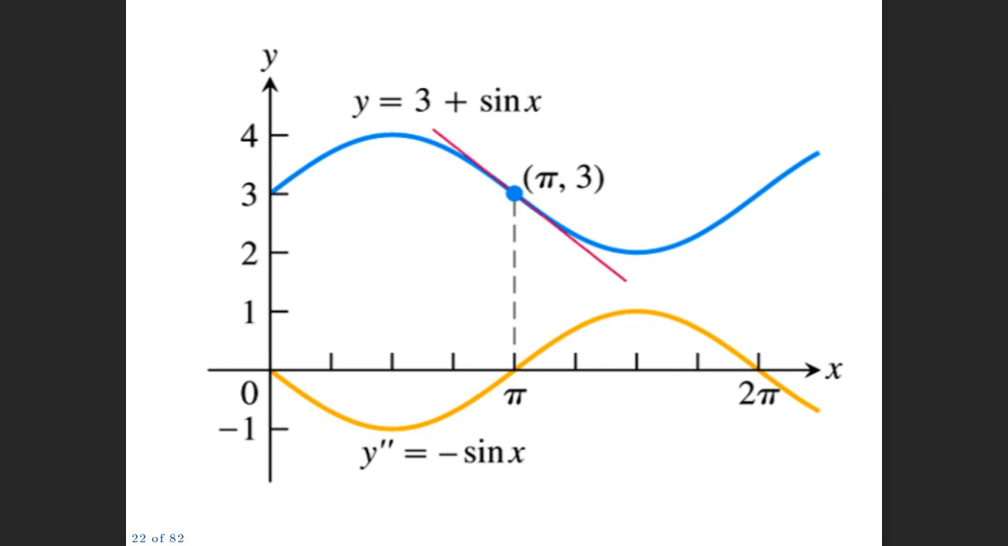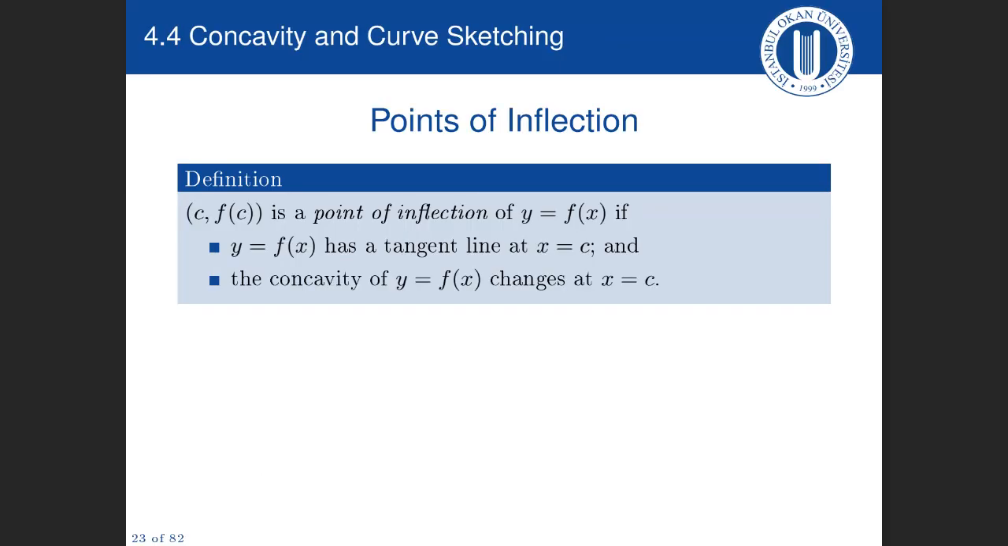Think back to critical points. Critical points were points where the first derivative didn't exist or the first derivative was equal to 0. And that was useful for us when we were trying to find places where the function changed from being increasing to decreasing or vice versa. For concavity, we have a similar idea. If we have a point where the concavity changes, then it's called a point of inflection.